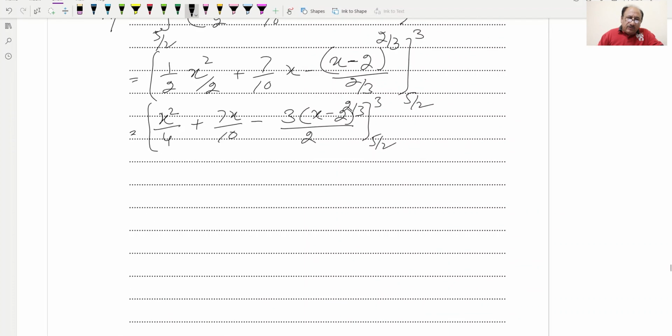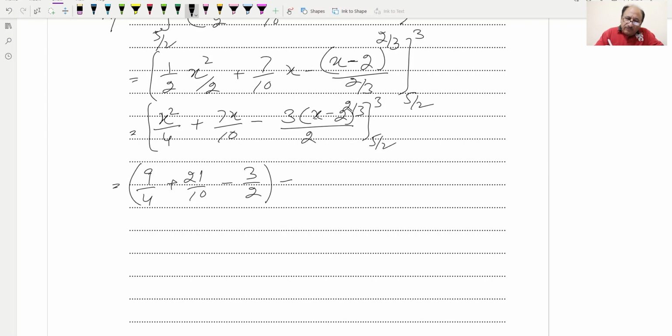Now the upper limit will be replaced first. When we replace 3, it will be 9 over 4, plus 21 over 10, and minus, 3 minus 2 will be 1, so it will be 3 by 2. This is what we will be getting by replacing the upper limit.